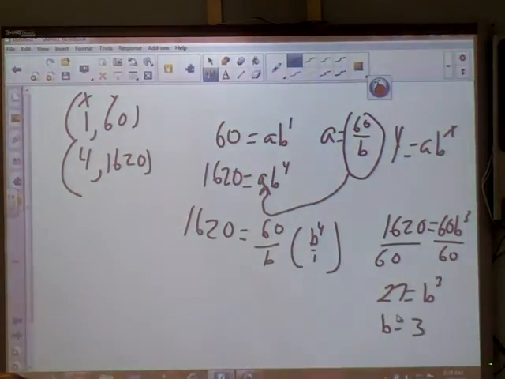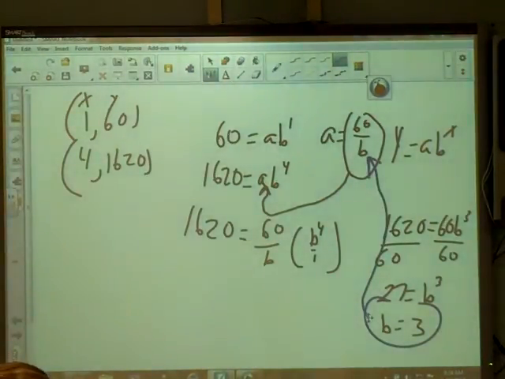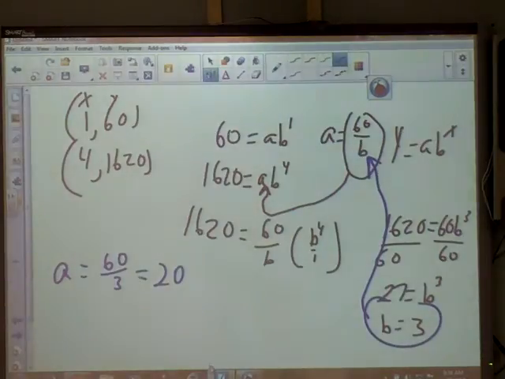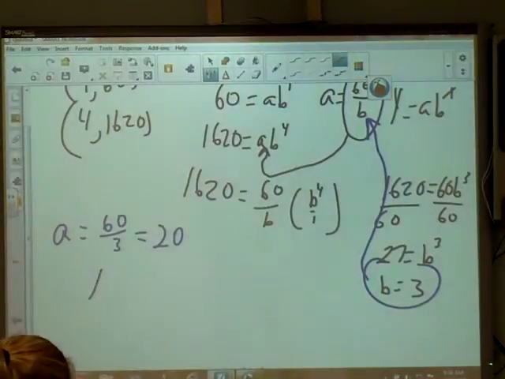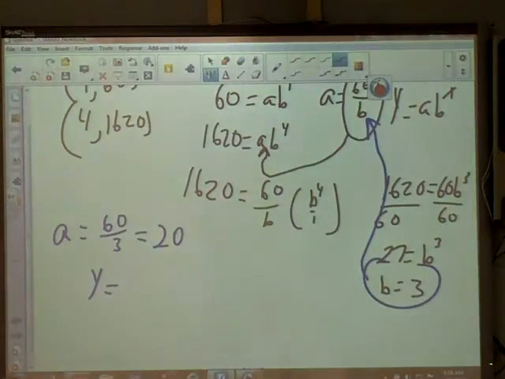Now I'm going to take that, let me get a new color here so you can follow me. I'm going to take that and I'm going to plug it back in here to figure my a out. So a is 60 divided by 3, which means my a is 20. So to finish out my first point for number 20, I got y equals, or if you wanted to use f of x since it's a function, that's okay, 20 times 3 to the x.